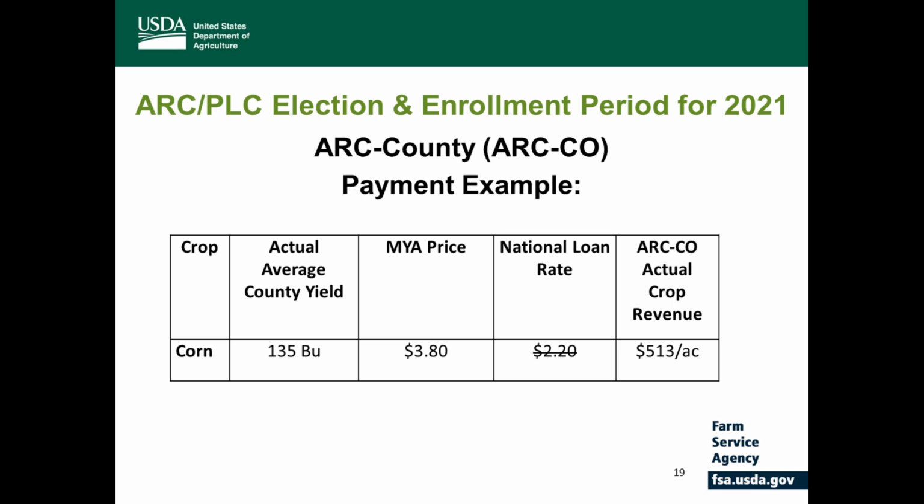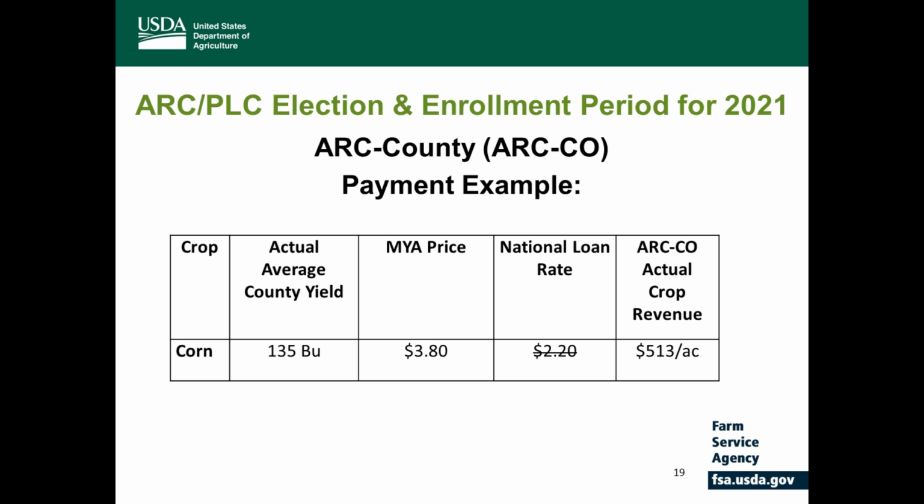So this is just a simple ARC County producer payment example. Once the actual average county yield is determined for the crop, along with the market year average price, then the crop revenue can be calculated. If the national loan rate is higher than the market year average price for the crop, then the national loan rate would be used in the calculation.